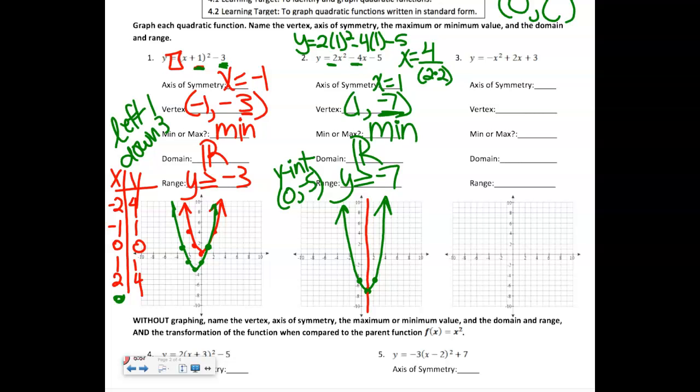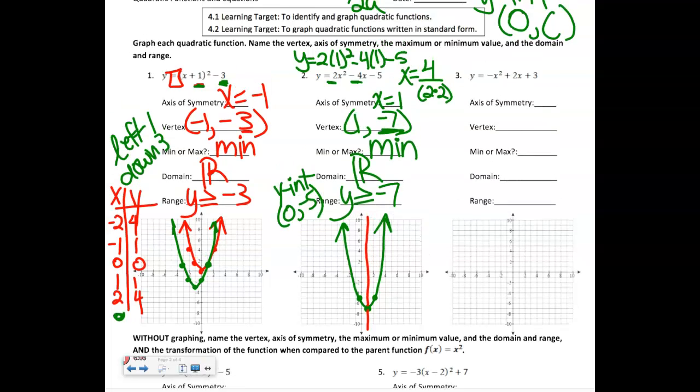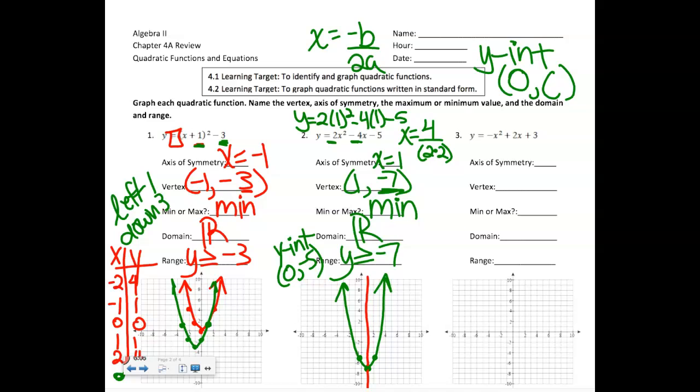Okay, I hope you see the difference in those two and how we answered them. Okay, all right, we have one more in standard form. So again, I'm going to use the axis of symmetry equation. I'm looking at my B here, so I have to flip the sign. So I'm going to have -2 over 2 times -1. I'm going to plug that all in, and I'm again getting x equals 1.